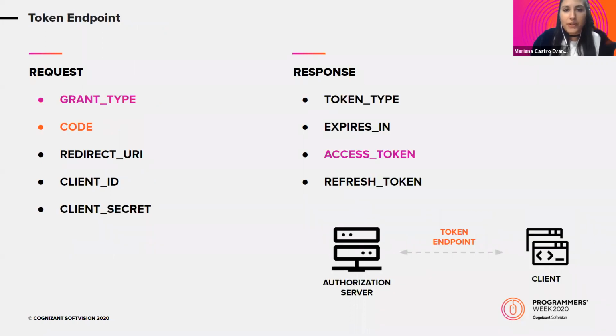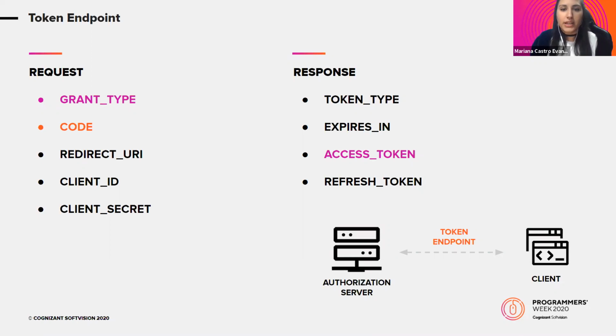So the next step is the token endpoint. And there, in the request, we're gonna send again the grant type that's gonna define the flow that we're using. Then we're gonna send the code that we just received in the previous step. We're gonna send again a redirect URI, the client ID, and also a client secret that is, as the word says, a secret and only the client knows this. So it's securely stored somewhere by the client.